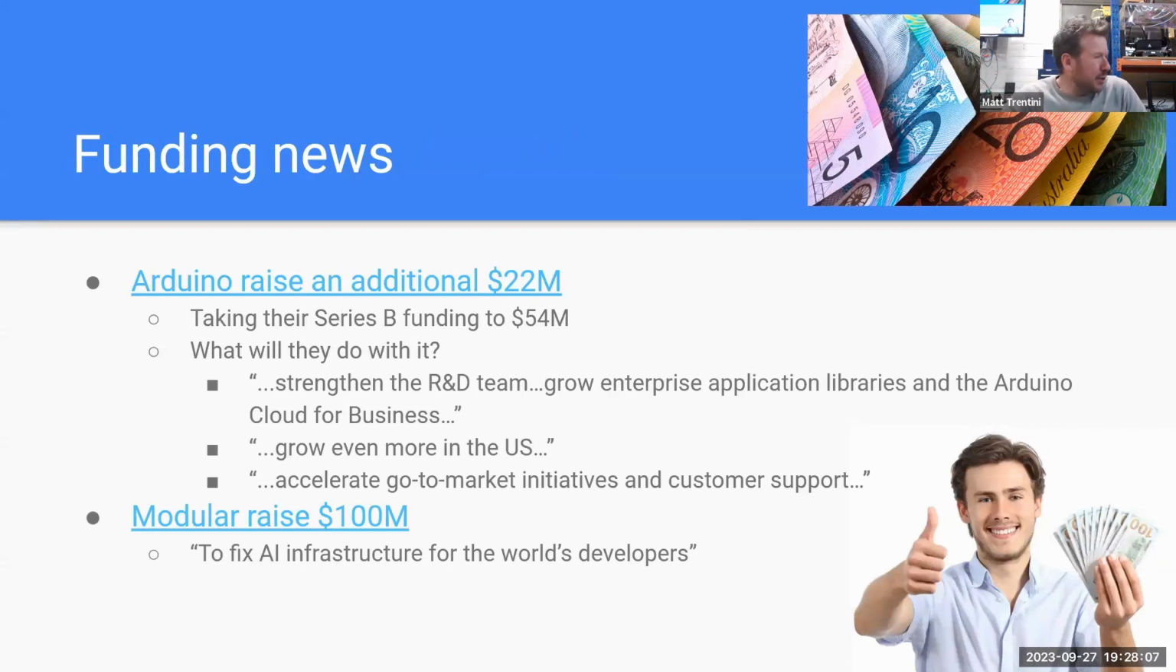And Modular, who do the Mojo programming language, raised 100 million because they've put the word AI in their marketing, so people are falling over themselves to give them money. But it does sort of beg the question. I'd love to see MicroPython get some funding too. So if anyone's got like a rich uncle around or something, please reach out.